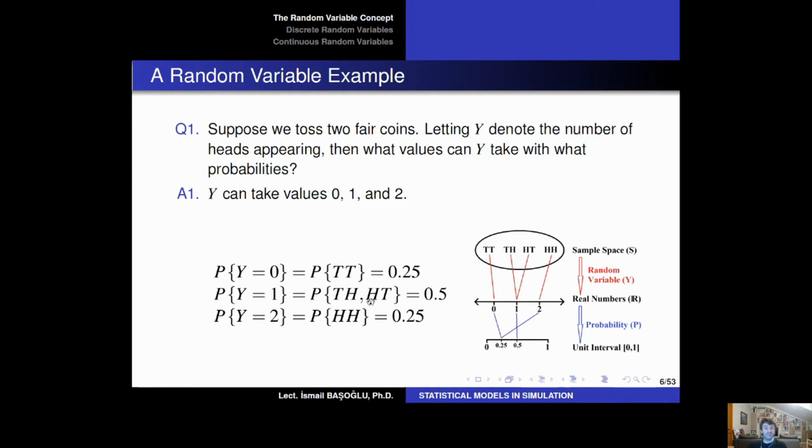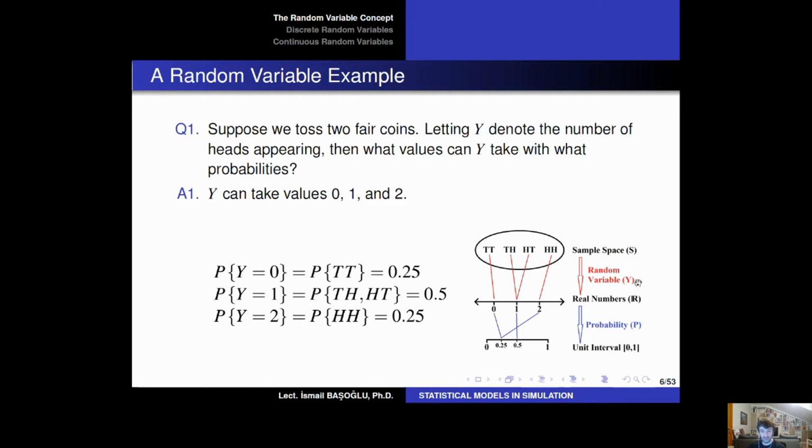What is the probability of y being equal to 0? That is equal to the probability of the underlying event. The underlying event contains only a single outcome, which has the probability of 0.25. Now, the probability of y being equal to 1 is determined by the underlying event. The underlying event contains two outcomes in the sample space. This event would have 0.5 probability. And finally, the probability of y being equal to 2 is equal to the probability of the underlying event of getting a double head, which has the probability of 0.25.